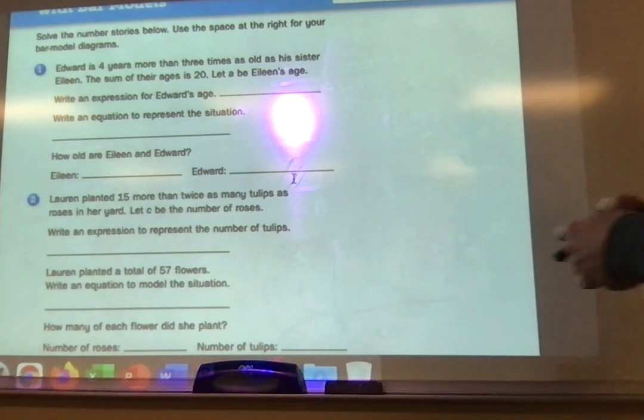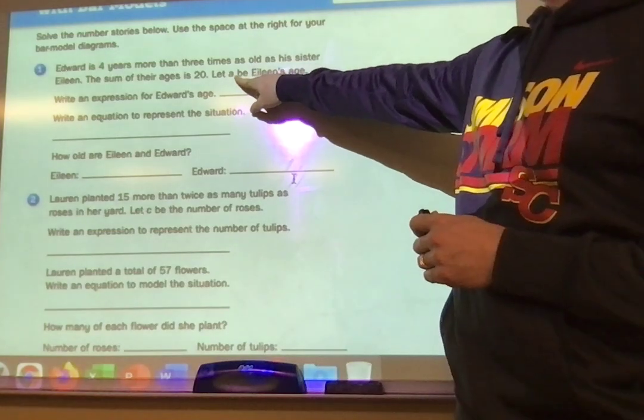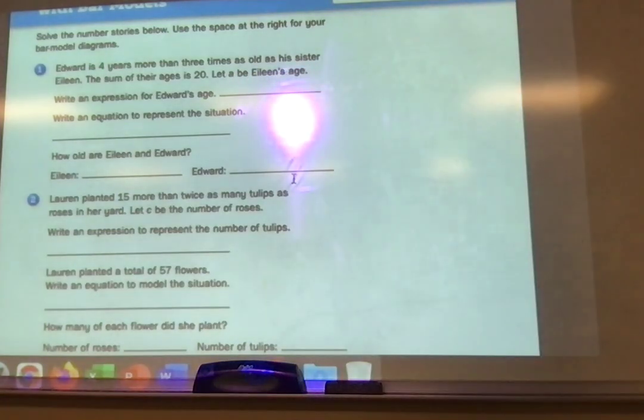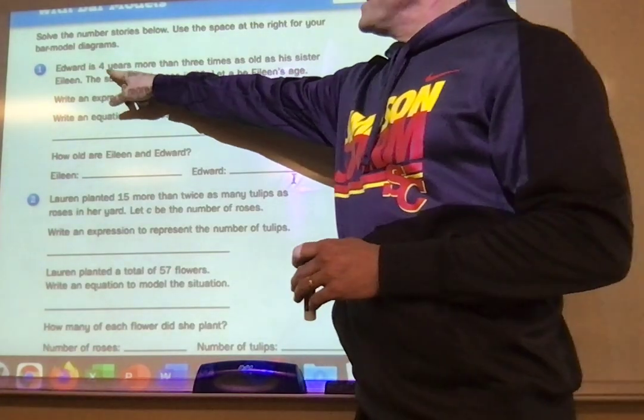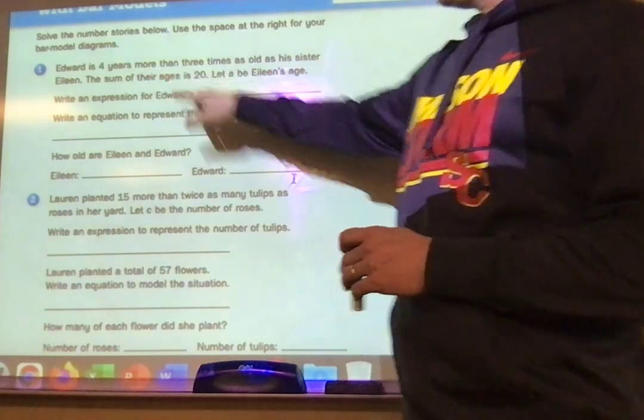Number 1: Edward is 4 years more than 3 times as old as his sister Eileen. The sum of their ages is 20. They define the variable for us here and say let A be Eileen's age, A for age. We have to write an equation, and that's the tricky part, getting this into algebra language.